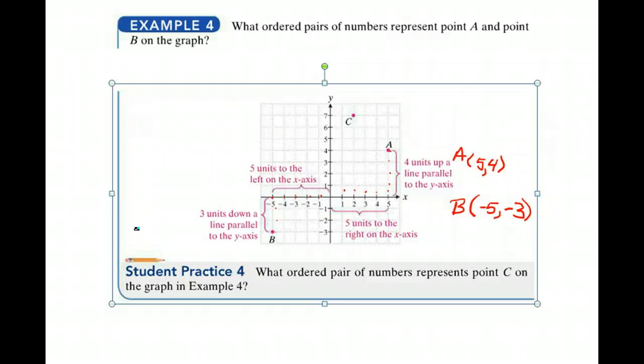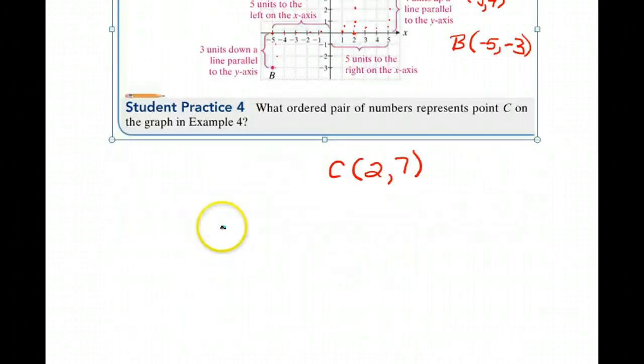Okay, at this point you should be ready to check your answer for ordered pair C. You should have seen that on our graph we did move over 1, 2 units, so our x coordinate is 2, and then we moved up 1, 2, 3, 4, 5, 6, 7. So there you have that our y coordinate is positive 7. So point C has ordered pair 2, 7.